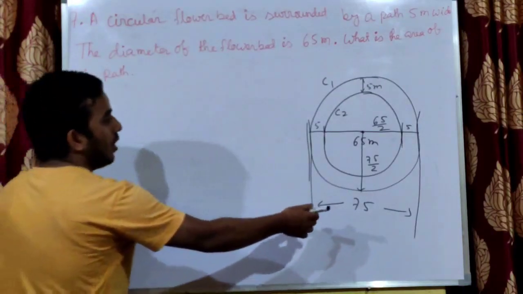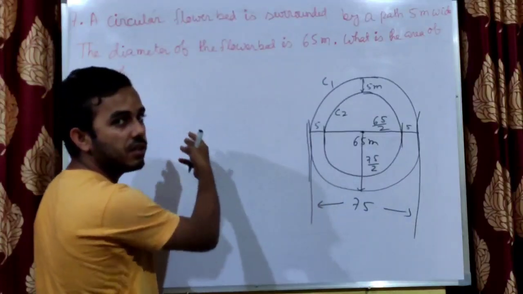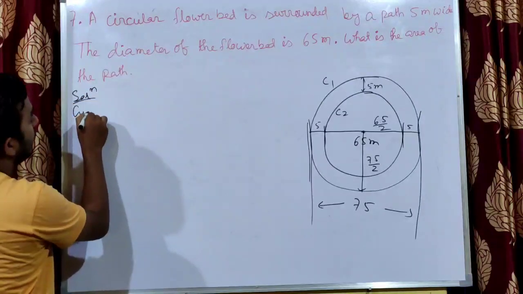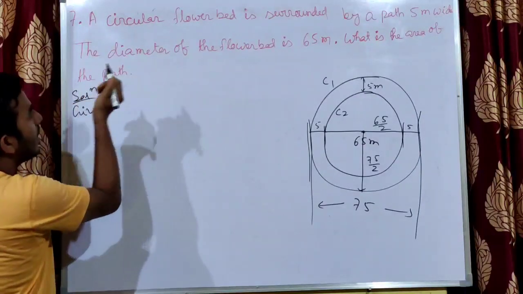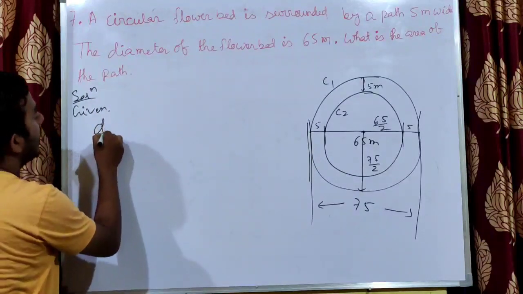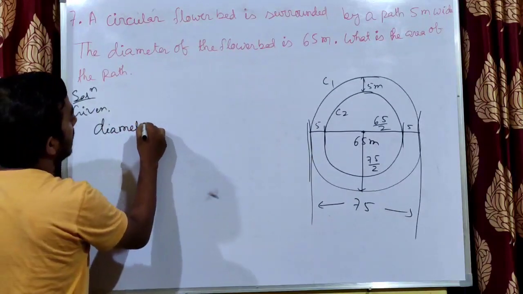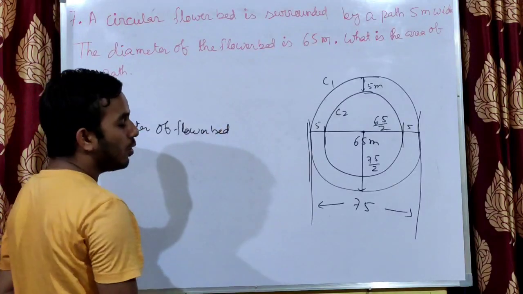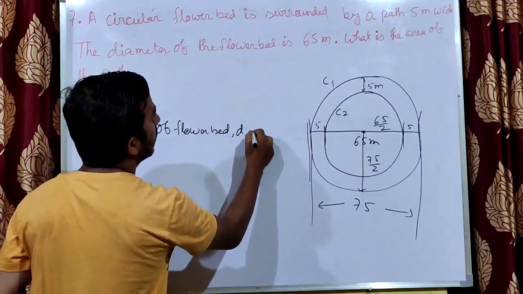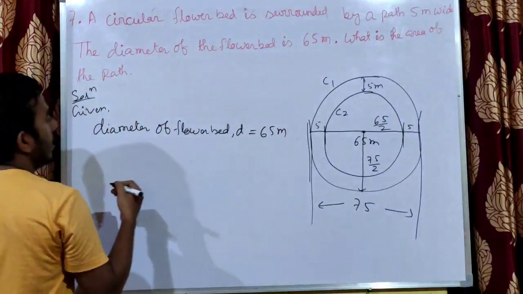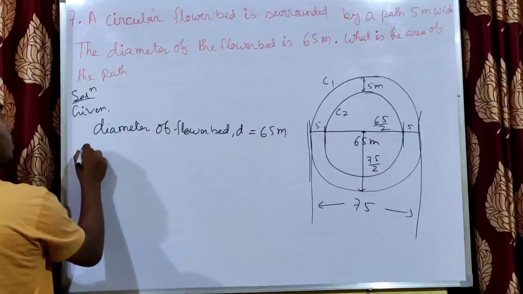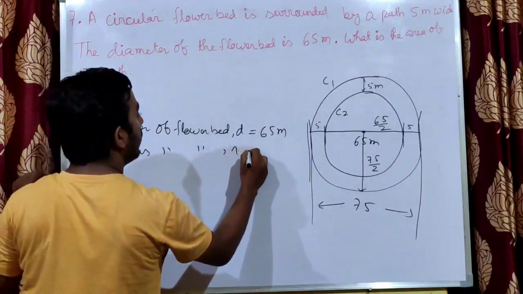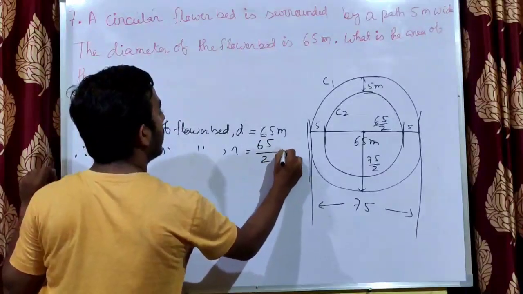Okay, for the thing which we have discussed here, we have to write this here also. So we will write solution, then the information given in the question. It is what? Diameter of the flower bed, right? So we will write diameter of flower bed. We denote diameter with d. So d equals 65 meter. So its radius will be, therefore, radius of flower bed r will be how much? 65 divided by 2 meter.